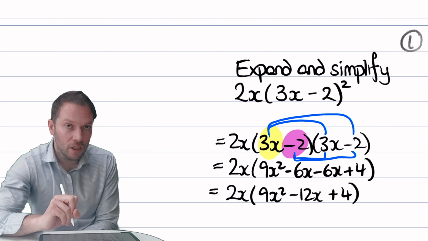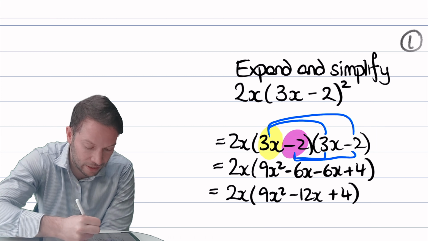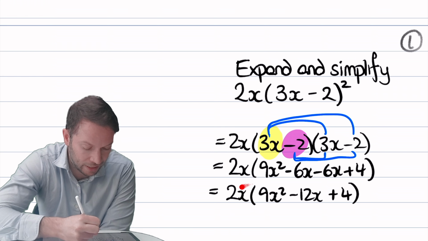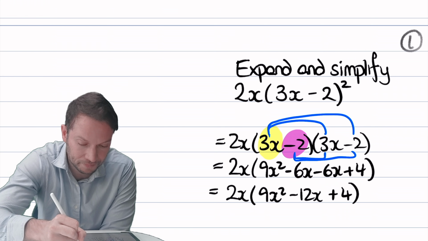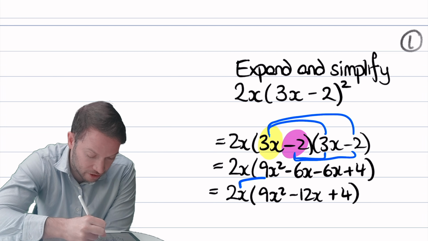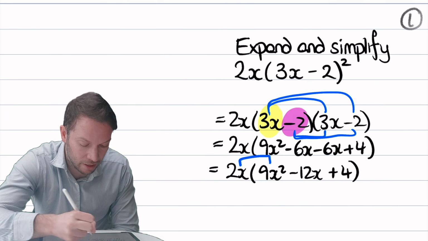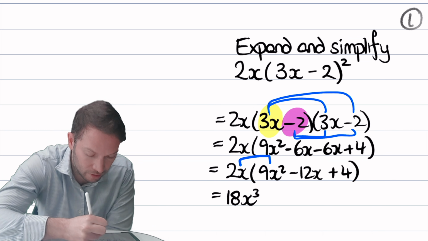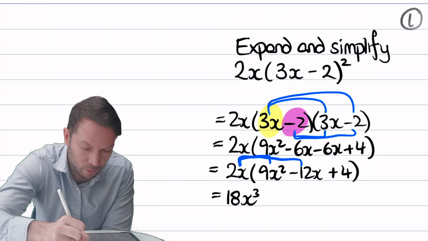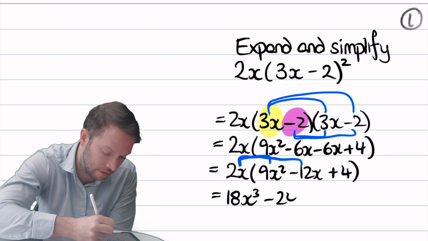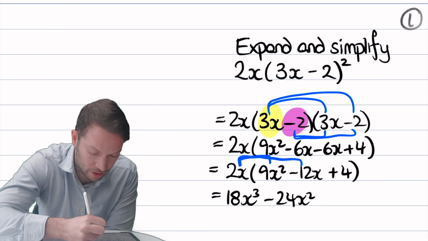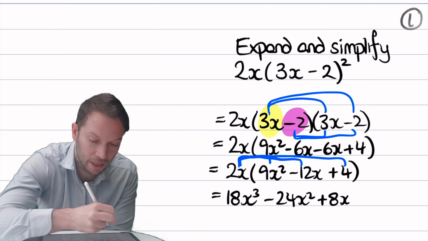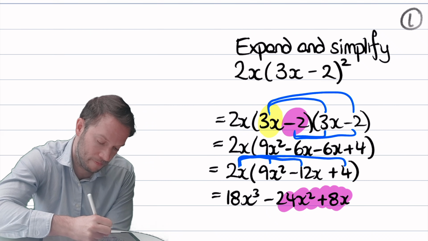And at this stage, we can just expand out this single bracket. And the principle is similar to before. We just do the thing on the front of the bracket multiplied by each thing inside the bracket. So we're going to do the 2x times the 9x squared, which is 18x cubed, because x times x squared is x cubed. We're going to do the 2x times the minus 12x, which is negative 24x squared. And then we're going to do the 2x times the 4, which is plus 8x. And that is the final answer.